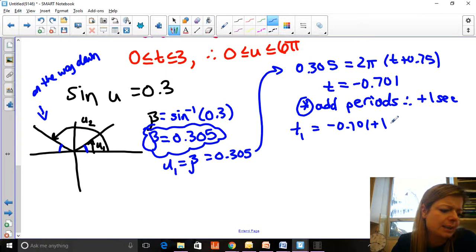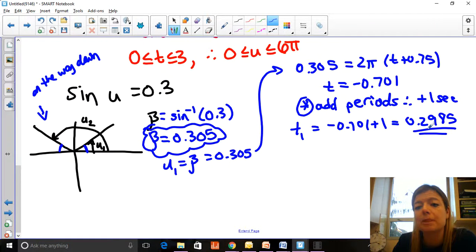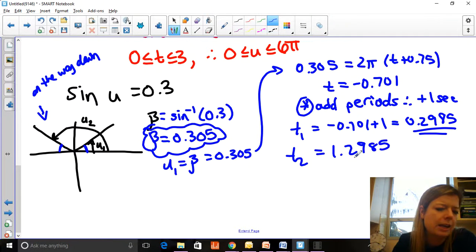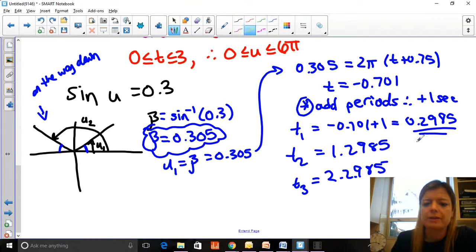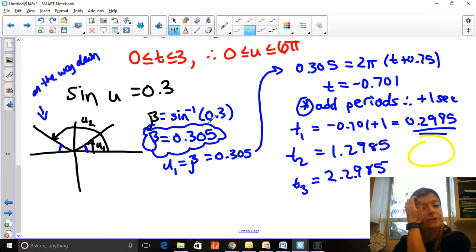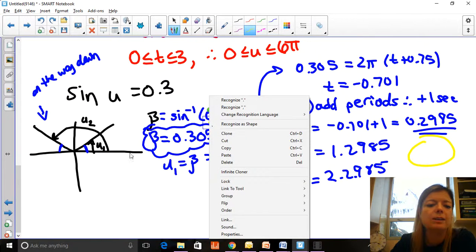And that gives us 0.2985, and that fits the picture, just above 0.25. Then our T2, we just add 1 second again, so 1.2985, and then our third time, we add a period again, so 2.2985. Okay, so then you can write a nice little sentence. So we have those 3 times. They fit with our graph. They match where they should be based on our scale.